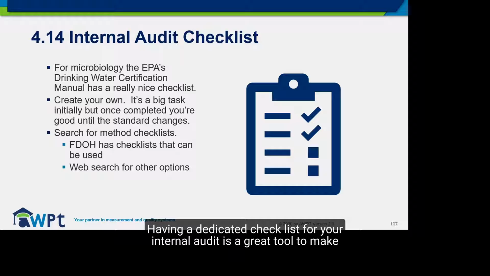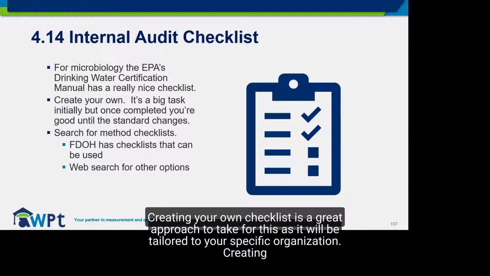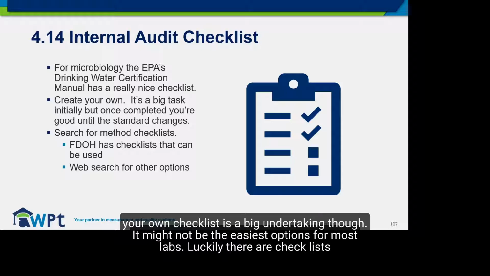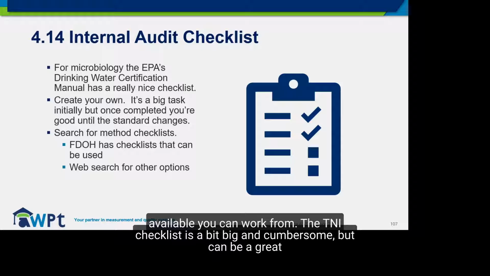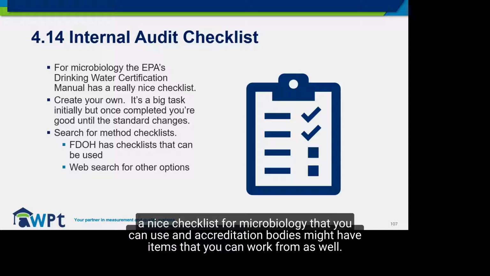Having a dedicated checklist for your internal audit is a great tool to make internal audits easier and also to help you have something to compile your notes in. Creating your own checklist is a great approach to take for this, as it will be tailored to your specific organization. Creating your own checklist is a big undertaking, though, and might not be the easiest option for most labs. Luckily, there are checklists available you can work from. The TNI checklist is a bit big and cumbersome, but can be a great jumping off point to start from. The internet also has resources you can work with. The EPA Drinking Water Certification Manual has a nice checklist for microbiology, and accreditation bodies might have items that you can work from as well.